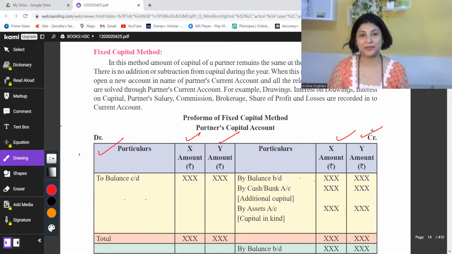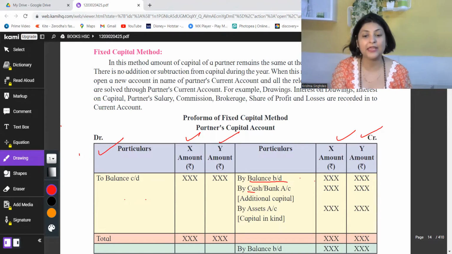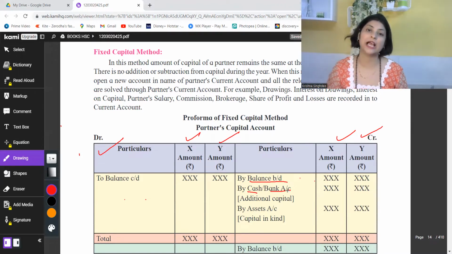If it is a continuing business, which was started in the previous year and carried forward to the current year, then you will have opening balance, and always opening balances are written on the credit side. So we write by balance brought down. But if the business has started in the current year itself, then this by balance brought down entry won't be there, and instead of this, by cash or bank account will be there, because the partners are bringing the capital, so we will have to make the entry for this. So these two entries are there on the credit side.